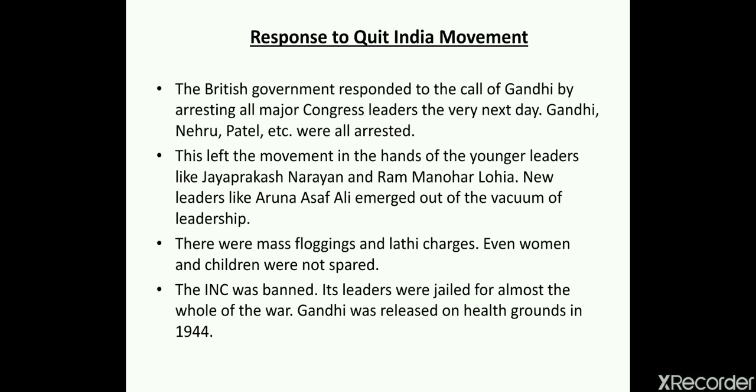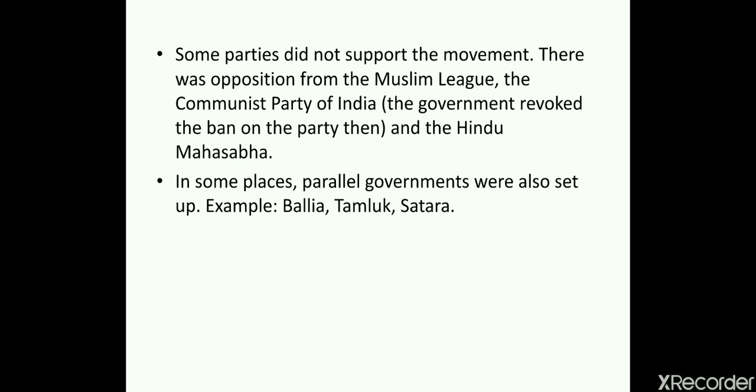There were mass floggings and lathi charges. Even women and children were not spared. So you can see very vigorous suppression was done by the Britishers at that time. A lot of suppression was done, and Britishers tried to control Indians, and they wanted to suppress the movement. The Indian National Congress was banned, and its leaders were jailed for almost the whole of the war. Gandhi was released on health grounds in 1944.